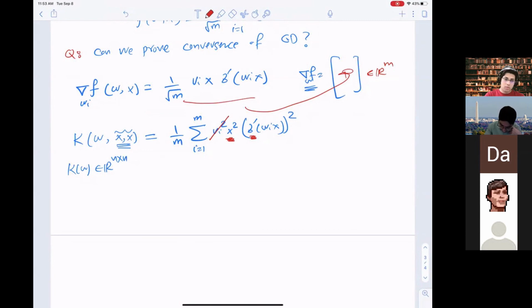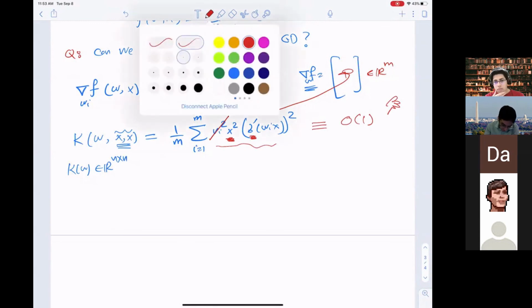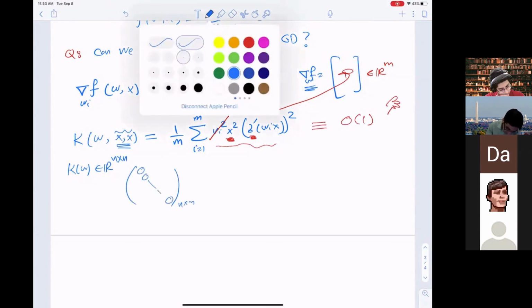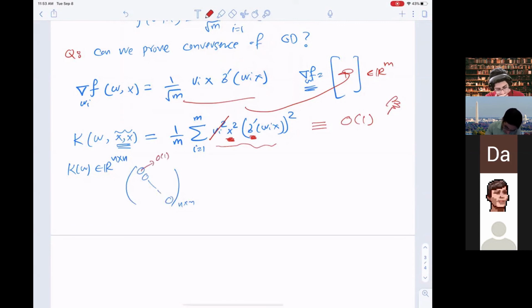So I'm summing over m numbers and multiplying by 1 over m. This is going to be order 1. It won't depend on m. I'm using some hand wavy argument here. So that's the diagonal of my tangent kernel. As I mentioned, this tangent kernel is an n by n matrix, and I know the diagonal elements are order 1, so they are not increasing or decreasing with m.